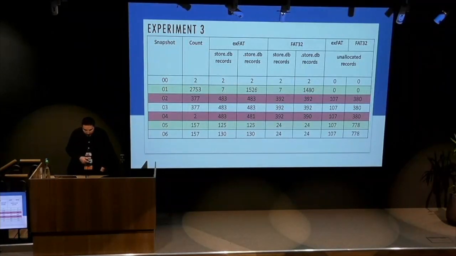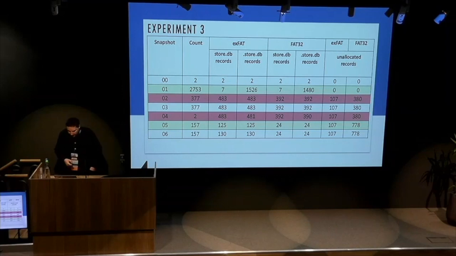The next experiment, we had two USB devices, one formatted exFAT, the other formatted FAT32. We moved them between Mac OS and Windows 10. So at snapshot 1, there was an expectation that the databases would contain 2753 records, but only about half of them were actually indexed. So that did skew the results, but the reason that is because the metadata importer is still working. Okay.